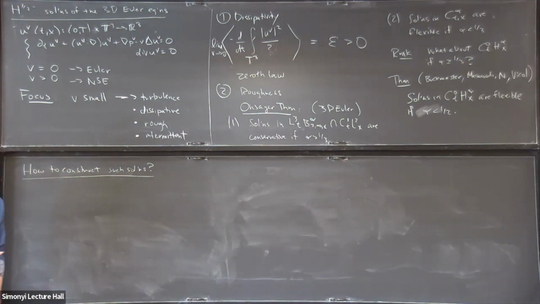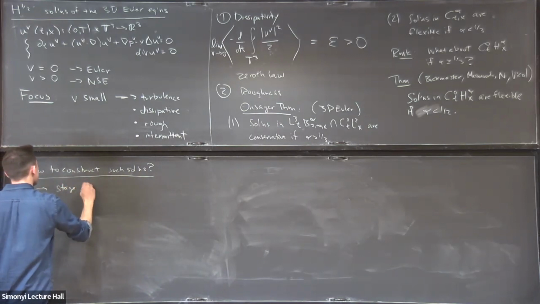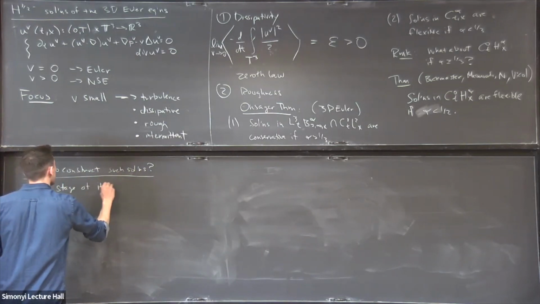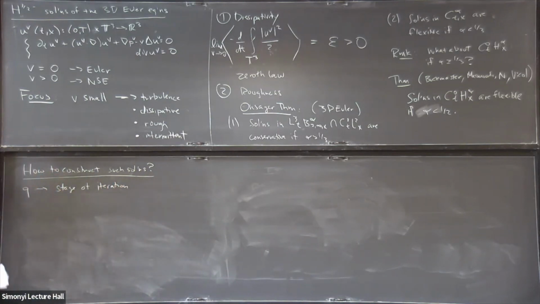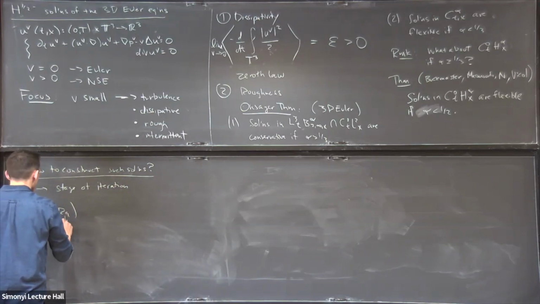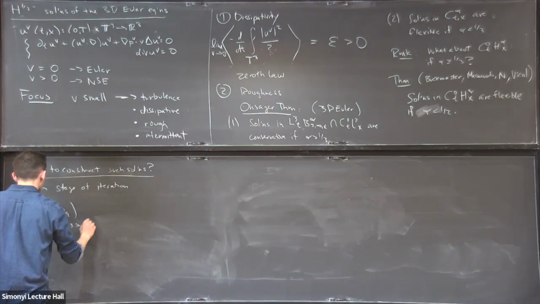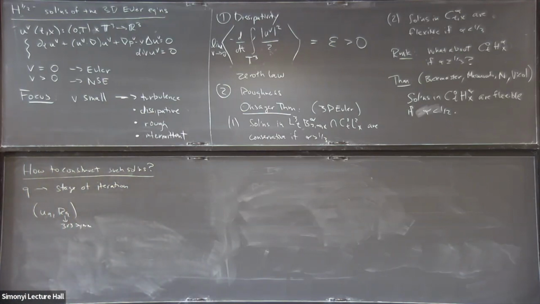All right, so the construction of these solutions proceeds via an iteration, and the iteration is on a parameter Q. So Q is the stage of my iteration. And at the Qth step, I posit the existence of a pair, UQ comma RQ, where UQ is a velocity field and RQ is a 3x3 symmetric matrix. And UQ and RQ satisfy these equations.